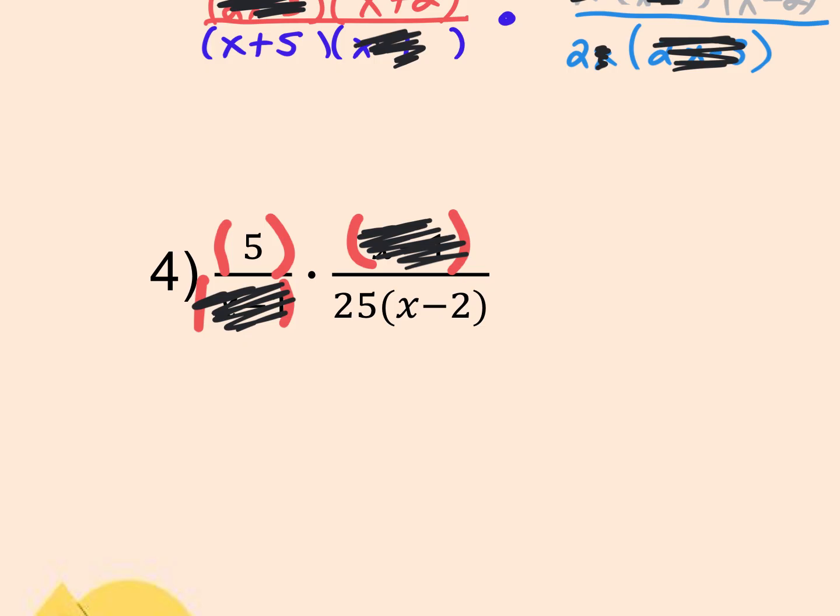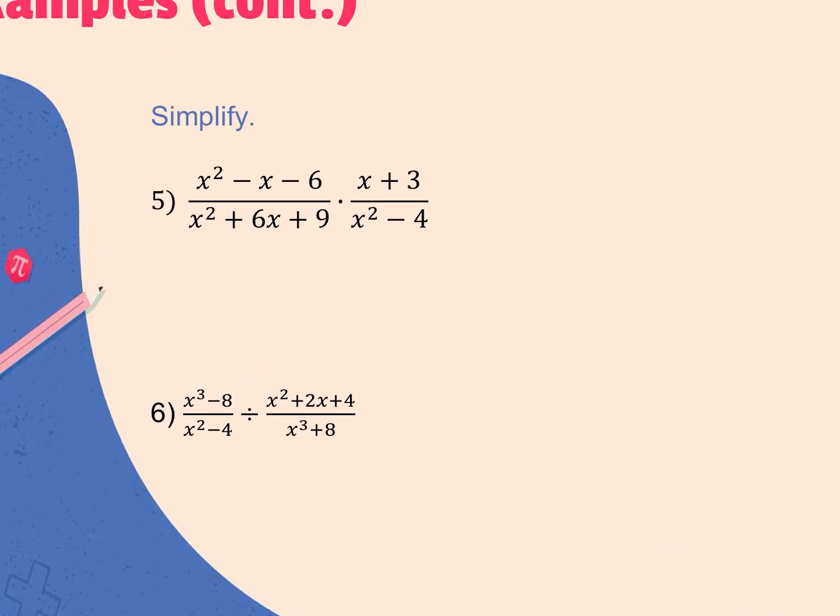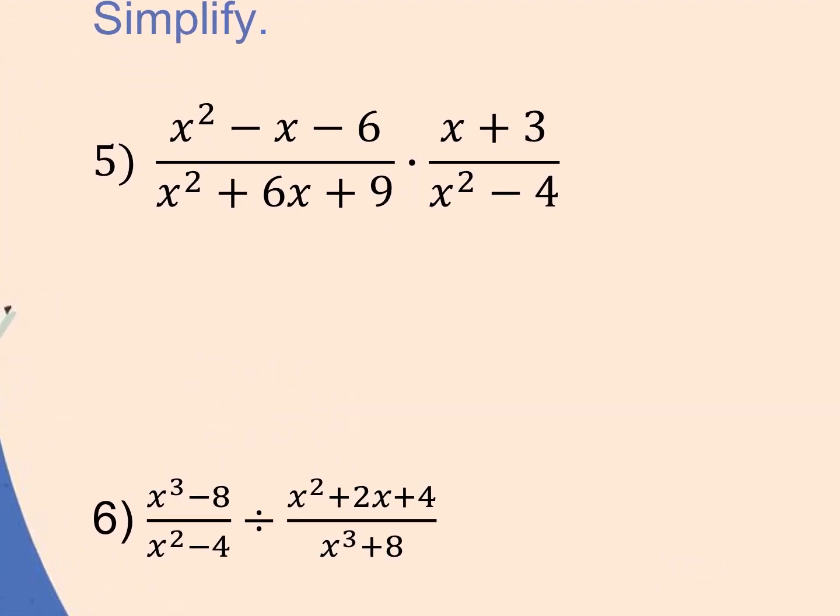Is there anything else we could simplify? Yeah, 5 goes into 5 1 time. 5 goes into 25 5 times. So what am I left with? Yes, there is a 1 over 5 times x minus 2. That is not 5 times x minus 2, guys. It's 1 over. Make sure when everything cancels out of your numerator, you leave a 1 there. Is everybody with me? We okay? All right. Again, this is just a big factoring problem.